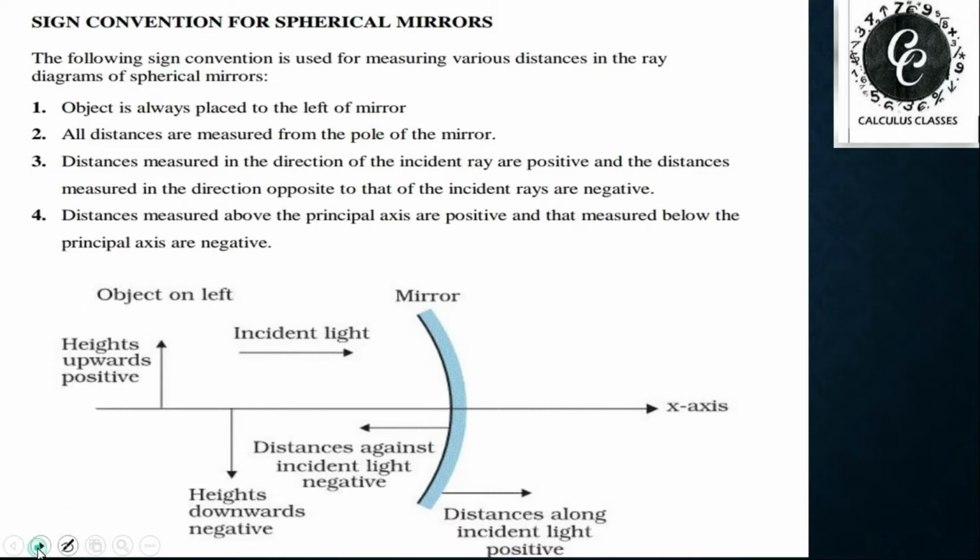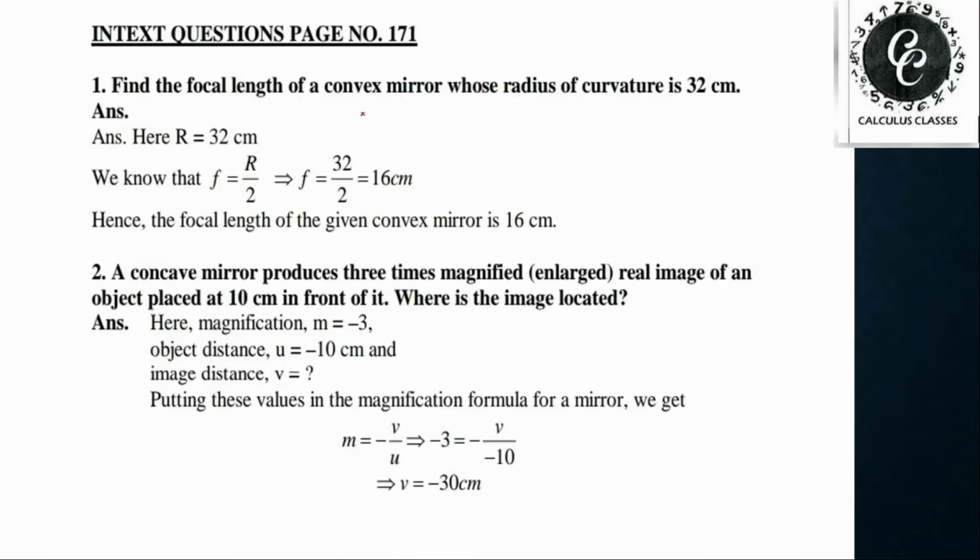The next thing will come. We are taking some questions so that you can understand well. Find the focal length of a convex mirror whose radius of curvature is 32. We know the relationship between focal length and radius of curvature: half of the radius of curvature is the focal length. So 32 is there.